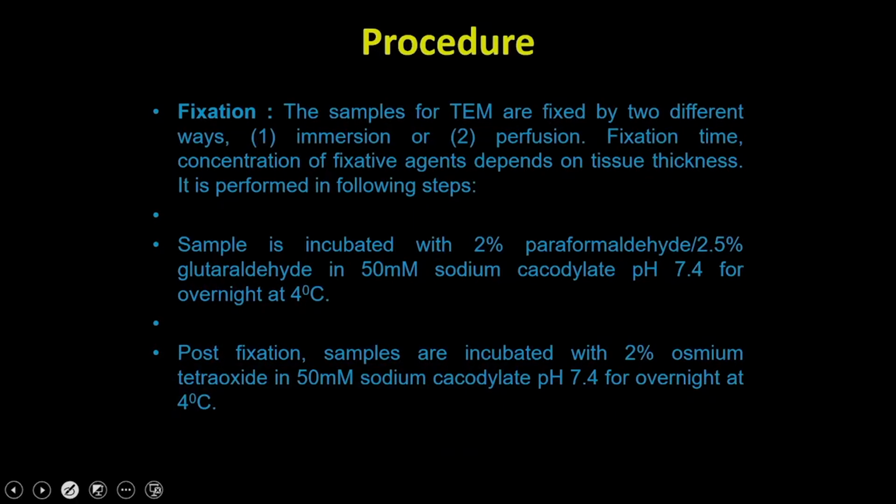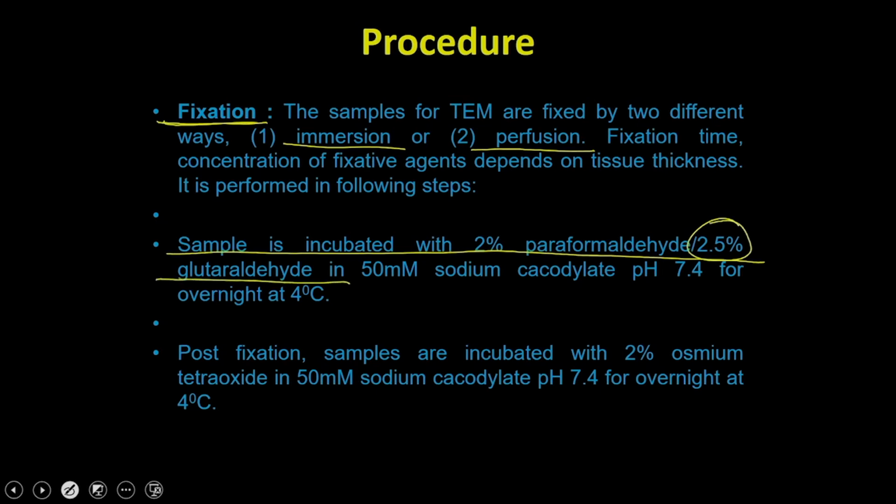So, in step 1 you are going to do a fixation. Fixation remains the same as before, but you have to use different agents compared to what we have done. Fixation can be done in two ways, either immersion or perfusion. The sample is incubated with a 2% paraformaldehyde and 2.5% glutaraldehyde mixture in 50 millimolar sodium cacodylate, pH 7.4, overnight. That is going to give you extensive cross linking of the proteins present inside the sample, and that is going to give you very high fixation.